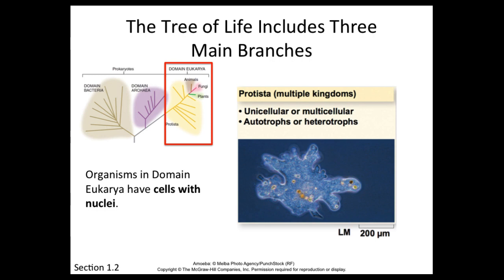Let's define these terms. Autotroph. Auto means self, troph means nutrition. So these are organisms that can make their own food. Heterotroph, hetero means other, troph means nutrition. So these are organisms that need to eat their food or absorb their food from the environment.